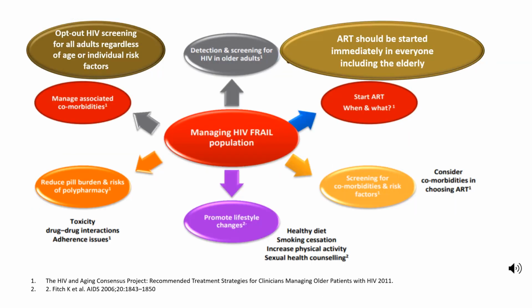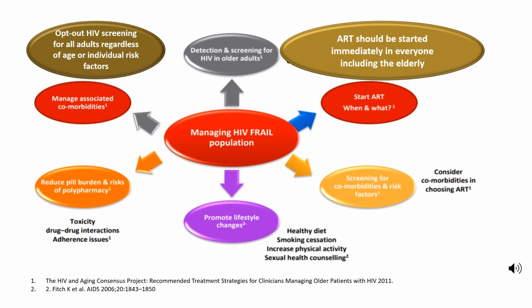Here's a high-level view of the key components of clinical care of the elderly with HIV. Starting at the top and going clockwise, we mentioned earlier the importance of the detection and screening for HIV in older adults, and remembering that people can be at risk of HIV irrespective of age. Next, when and what to start. Emphasizing that ART should be started immediately in everyone including the elderly, followed by screening for comorbidities and risk factors and how these comorbidities might affect the choice of ART.